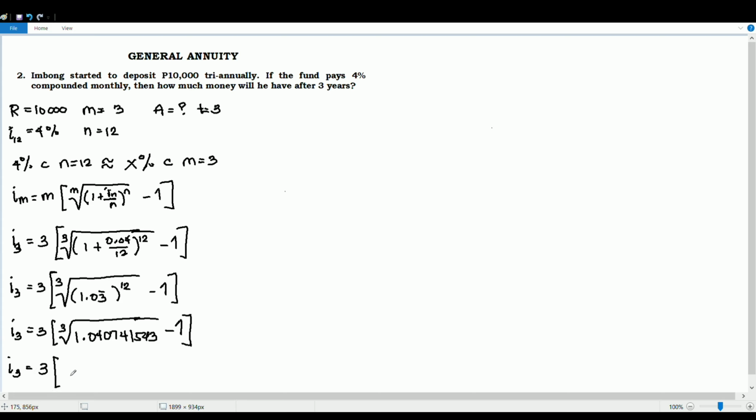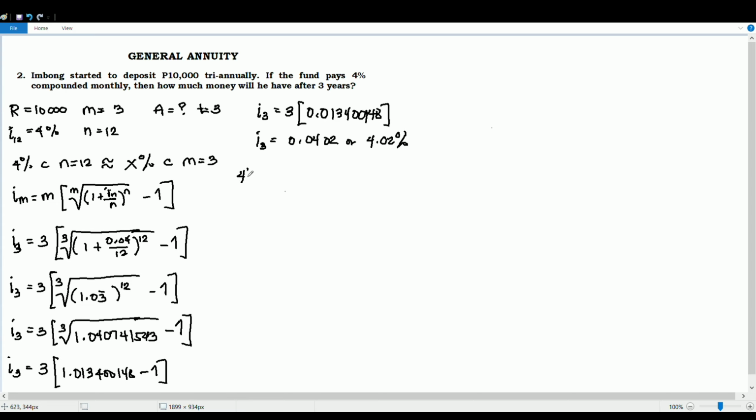The third root of the new radicand is equal to 1.013,400,148 minus 1. Subtracting the numbers inside the bracket, we have I subscript 3 is equal to 3 times 0.013448. Multiplying the two numbers, the product is equal to, in 4 decimal places, 0.0402. Or that is the same as 4.02%.